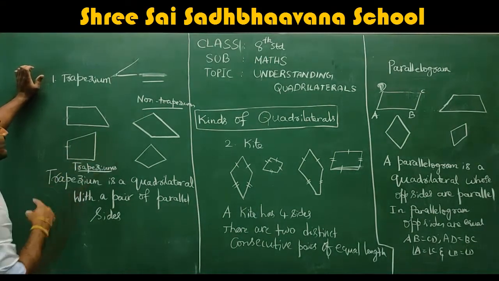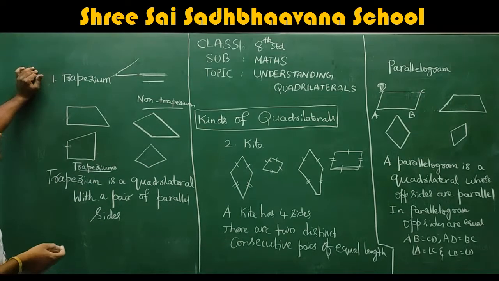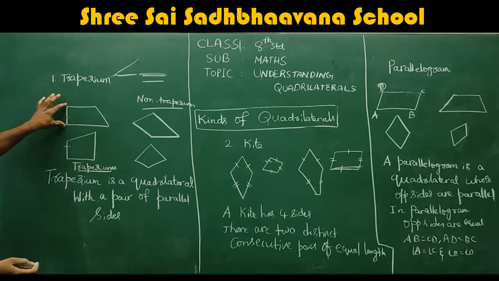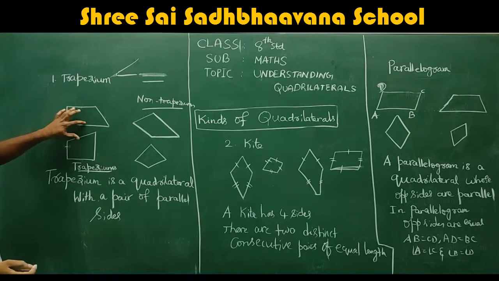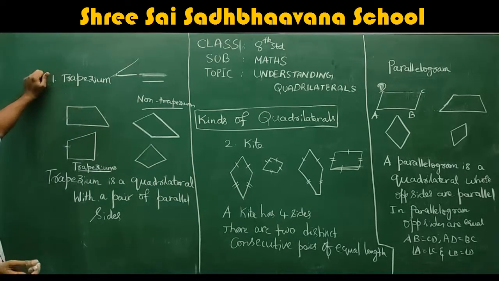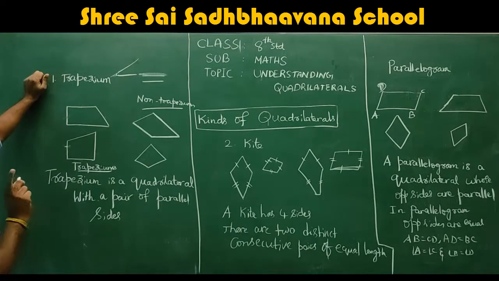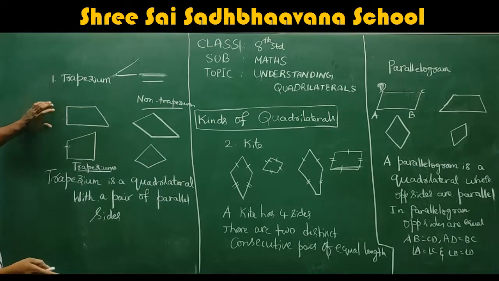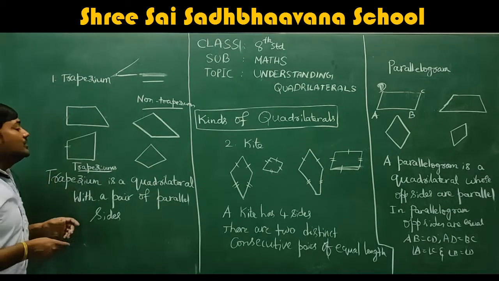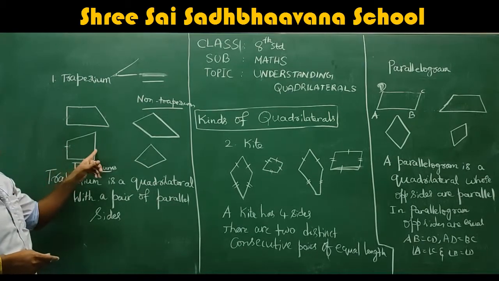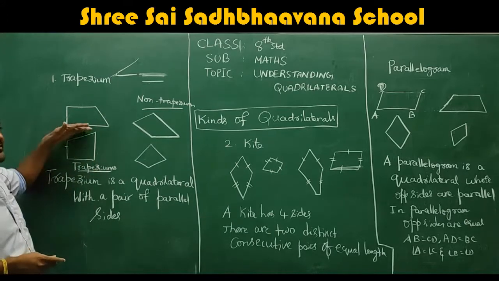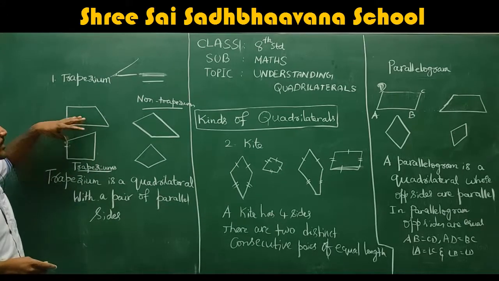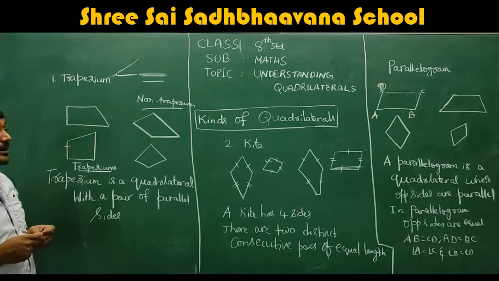So, we have some figures here. Pair of parallel sides means, if you look at this first figure, these two sides are parallel, whereas these two sides are not parallel. So it has only one pair of parallel sides. Then we can say this is a trapezium. And in this case, these two sides are parallel, this pair is parallel, whereas these two sides are not. So this can also be considered a trapezium.